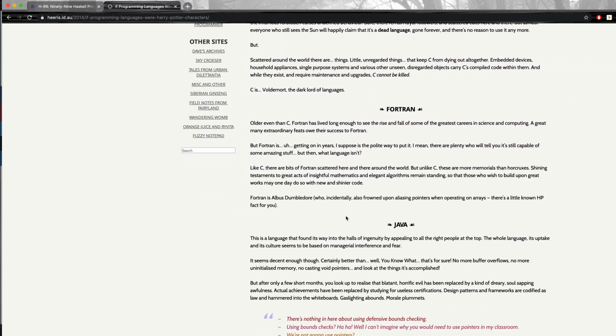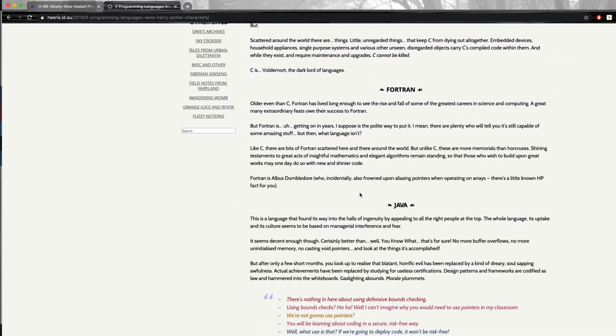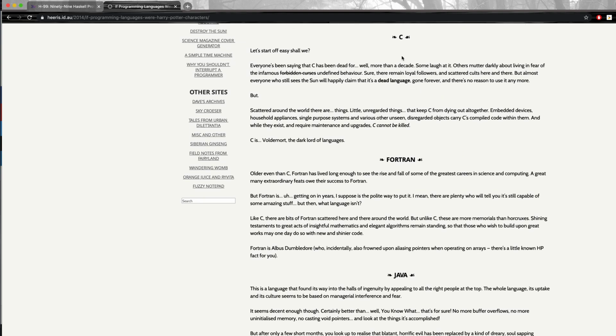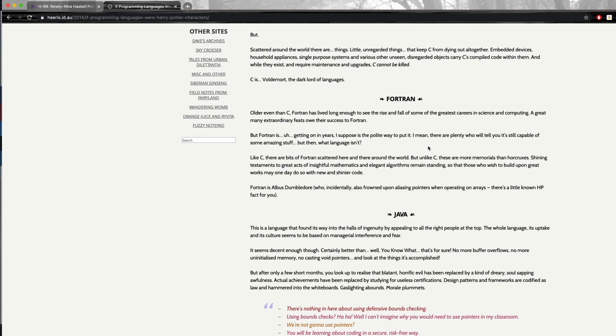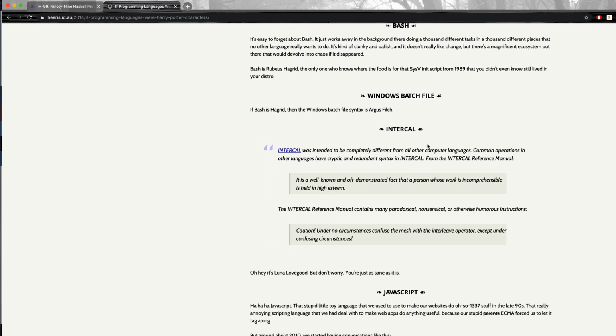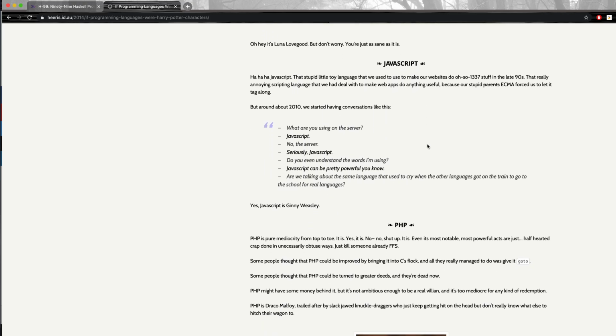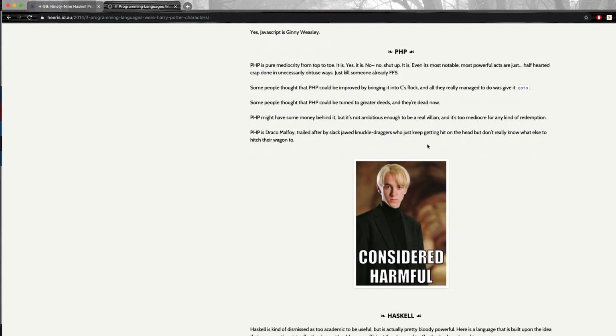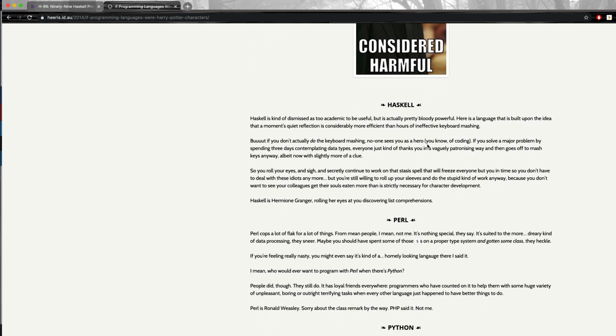And Fortran is even older than C, and it was used by all the researchers back in the 70s and 80s. It's really strong and old, and it used to be a competitor to C, but it's now old. So he is our principal, Albus Dumbledore. And there's Bash, Batch, Intercal, JavaScript. I was surprised that they took Ginny Weasley for JavaScript. And then there's PHP, Haskell, Perl, Python.